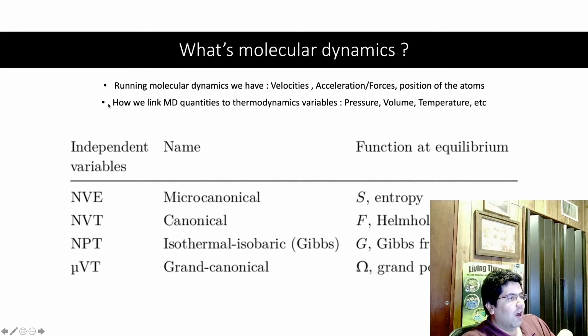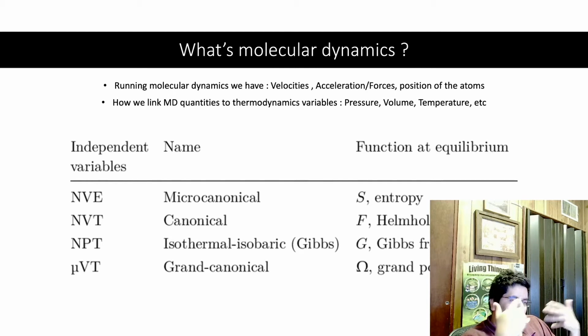Now the question becomes how we link these quantities that we have in molecular dynamics to the thermodynamic variables that we know, like pressure, volume, and temperature. For doing that, we have the ensembles. Pretty much we have four. We have the microcanonical, that's when the number of particles, the volume, and the energy remain constant. We have the canonical, where the number of particles, the volume, and the temperature remain constant. And we have the NPT, where the pressure and temperature are under control.